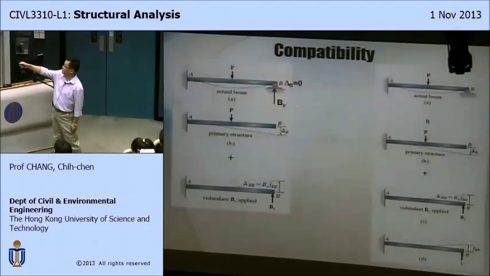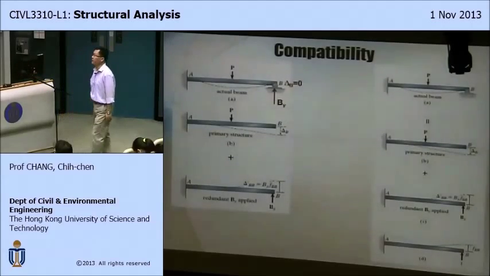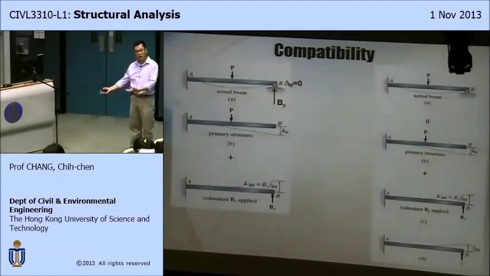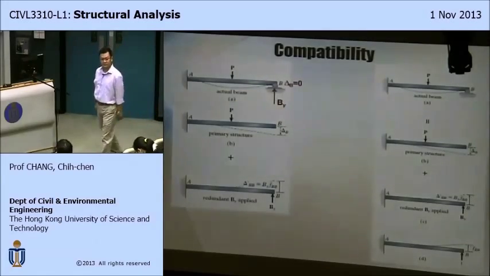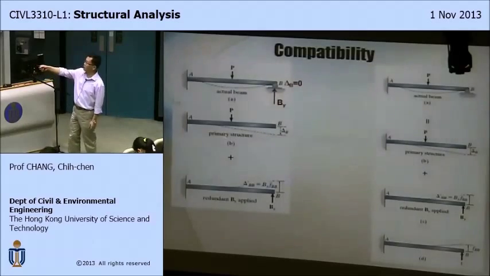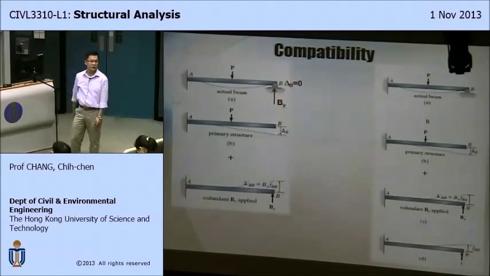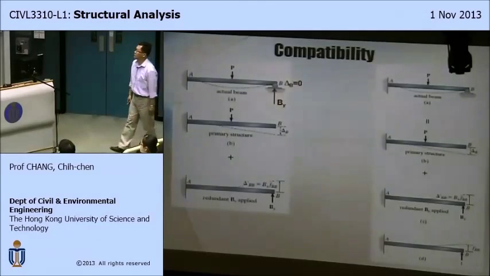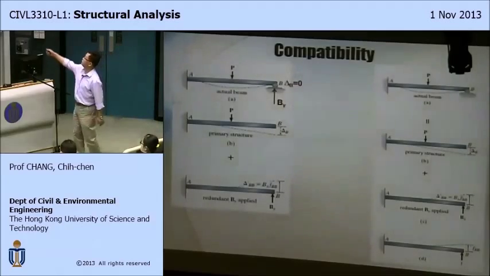Then you enforce, after you add these two up, that the displacement there has to be equal to 0. Then you will find the so-called unknown force By. That's called compatibility. In other words, it goes like this. This is a force that pushes this point downward, and how much force is required to push this point back into the original position? That's called compatibility.